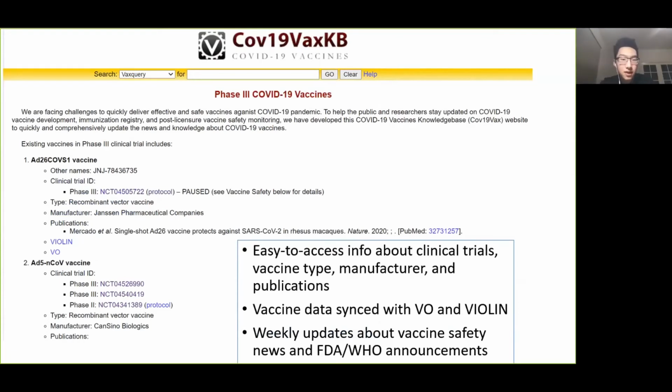Within the COVID-19 vaccine knowledge base can be found information regarding clinical trial IDs, vaccine type, manufacturer, as well as publications associated with the COVID-19 vaccine. In order to maintain consistency, the vaccine information provided in the knowledge base is synced with corresponding entries found in Vaccine Ontology and Violin. The image on this slide shows the page that features COVID-19 vaccines that are currently undergoing phase 3 clinical trials. Next slide, please.